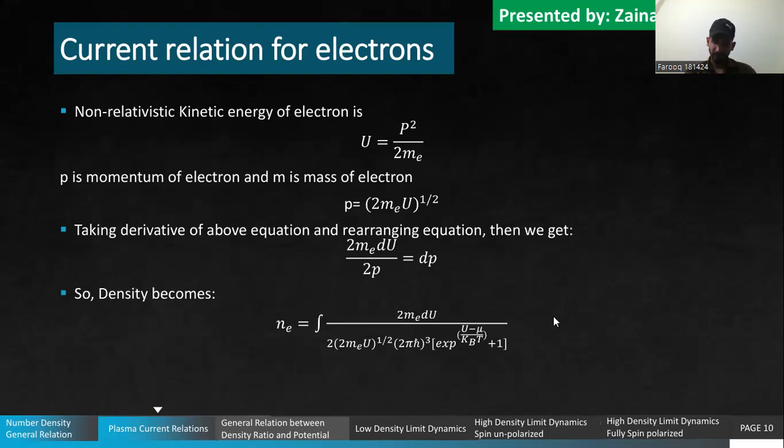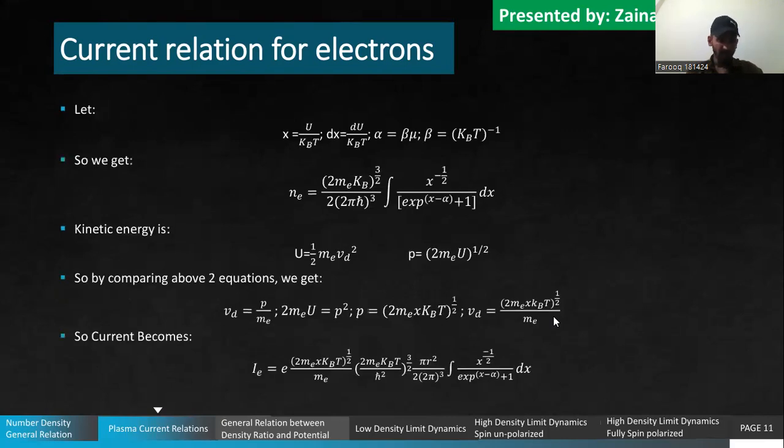Now we are only using the transformation between variables to solve the integral. Notice that these variables x, dx, alpha, beta do not have any relation with physical interpretation. These are only let for solving the integral. So we are going to solve this integral, and we have interconverted the variables. So now this second equation becomes n is equal to (2 me kB) over 2 times 2 pi, integral x power minus 1 by 2 over (e power (x minus alpha) plus 1) dx.